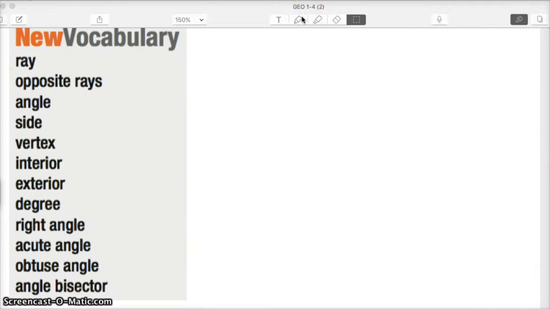So our first vocabulary word that we're going to talk about today is ray. A ray is half of a line. It has an endpoint and it continues in one direction for infinity, forever and ever without stopping, right?